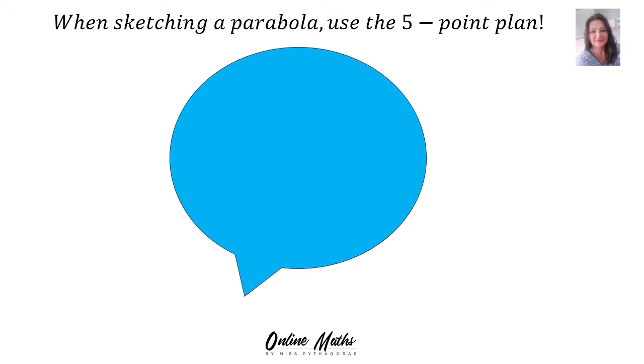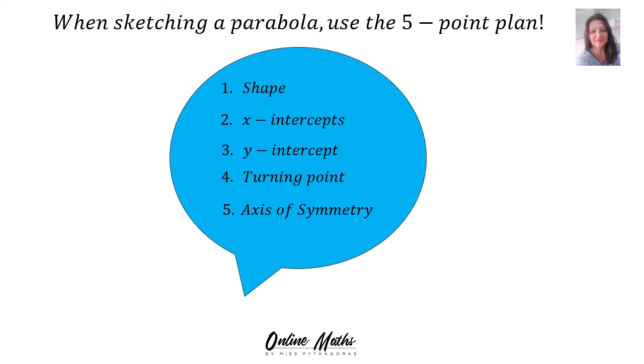When sketching a parabola, we use the 5-point plan, which consists of: first, you decide on the shape. Then you calculate the x-intercepts. After that, the y-intercept, then the turning point, and then the axis of symmetry.